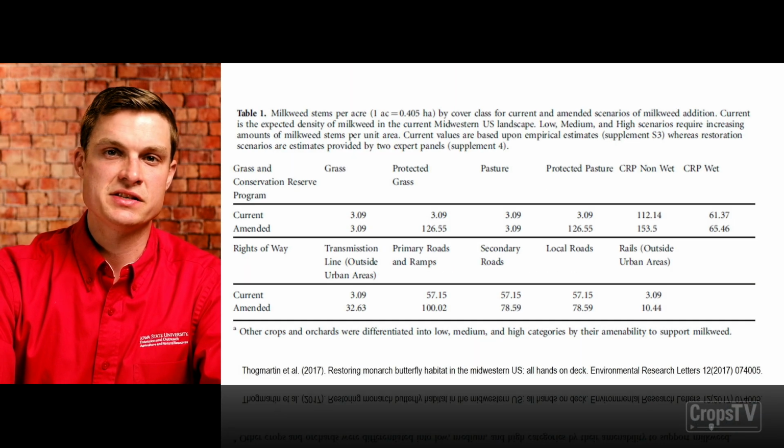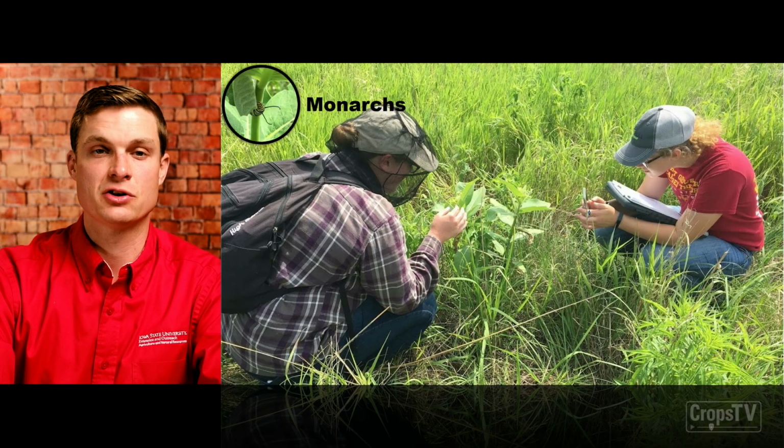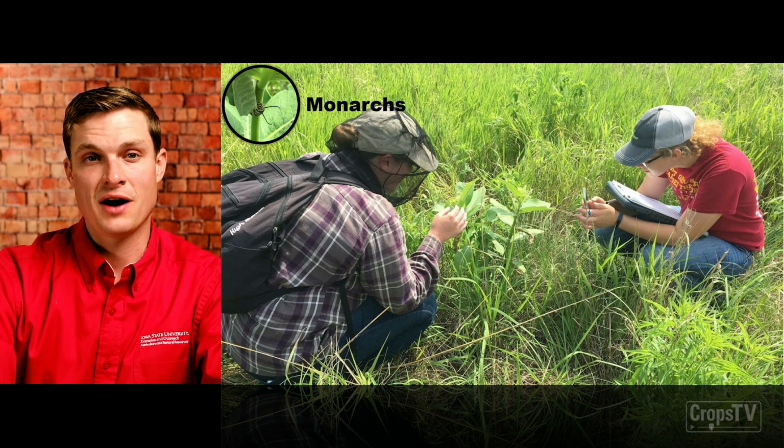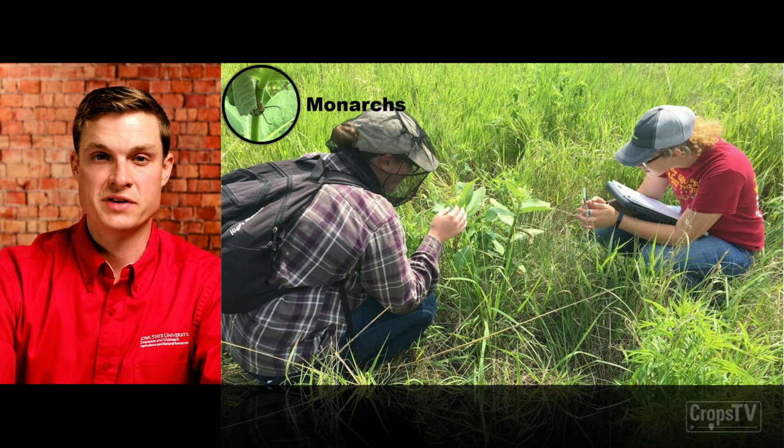because that's consistent with what we anticipate in national planning efforts for the monarch for wet areas of CRP to provide. So that was an encouraging finding that these areas in crop fields can have pretty high densities of milkweeds that the monarchs will take advantage of.